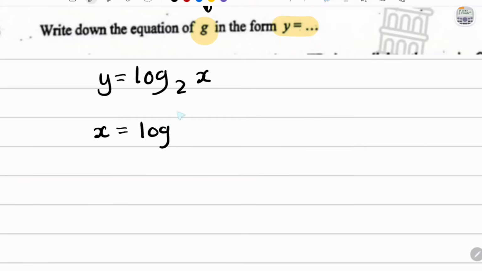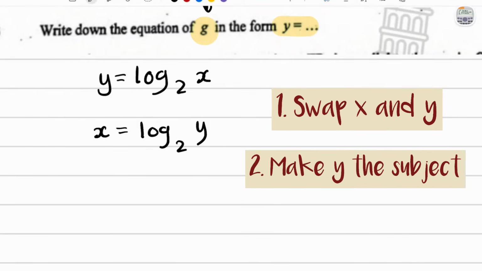And then I say log base 2. And in place of x, I replace that with y. Okay, so now at this point, we have to make y the subject. So those are the only two steps. Swap x and y, make y the subject.